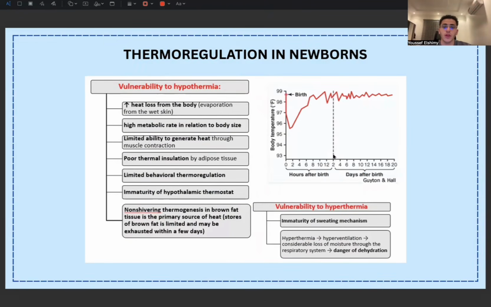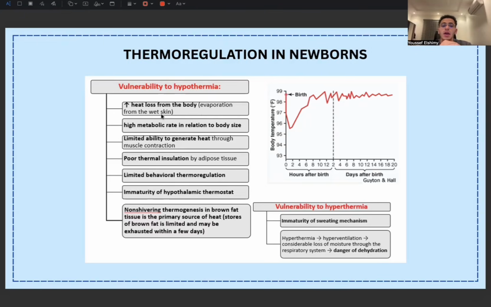Okay, so thermoregulation in newborns. Newborns, because they are immature and still developing, have an immature nervous system, limited muscles, and limited fat. So they are vulnerable to hypothermia as well as hyperthermia. What are the reasons that make them vulnerable to hypothermia? It's because their skin is wet, and wet skin makes it easier for the water in the skin to evaporate. So there's an increased heat loss from the body due to the evaporation of water from the wet skin.